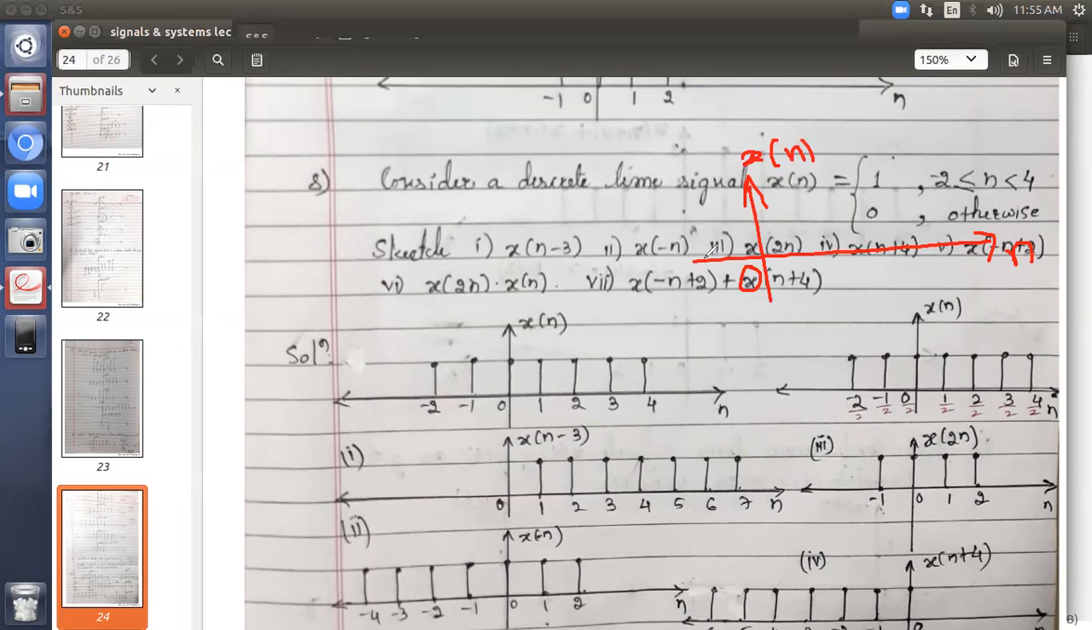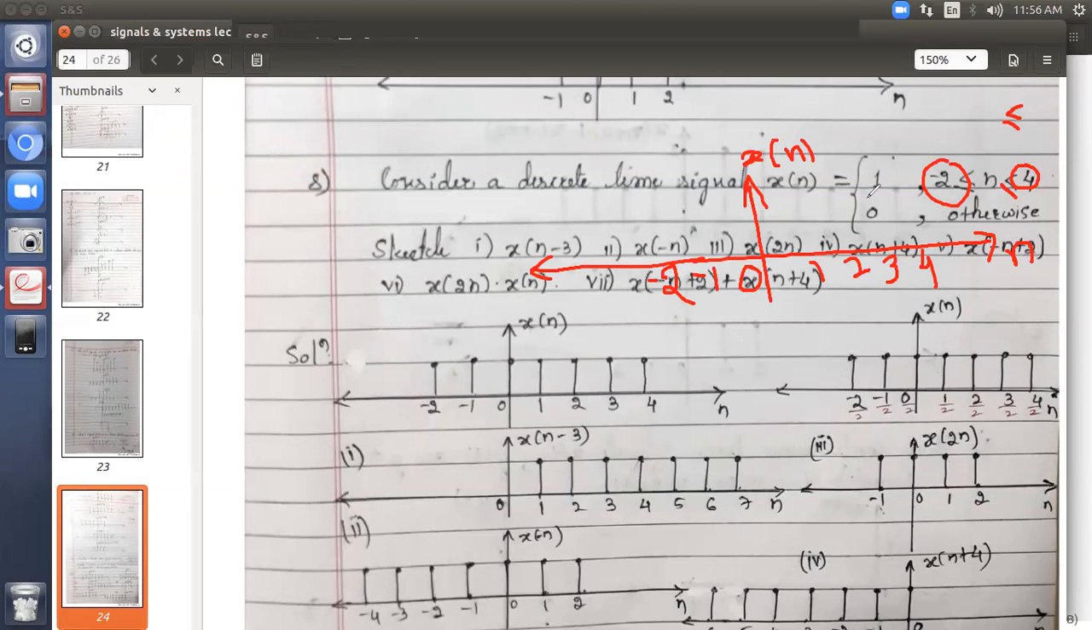As the range is given, let me first mark all the times 1, 2, 3 and 4. So maximum 4, and here it is -2, -1, -2. Okay, this is the range given. So please just correct it. You make it less than or equal to. Okay, it is like this, or equal to.